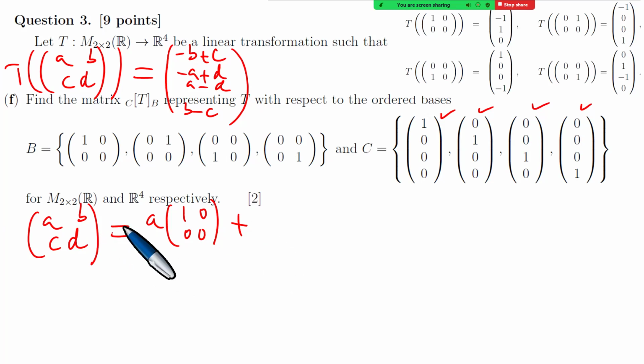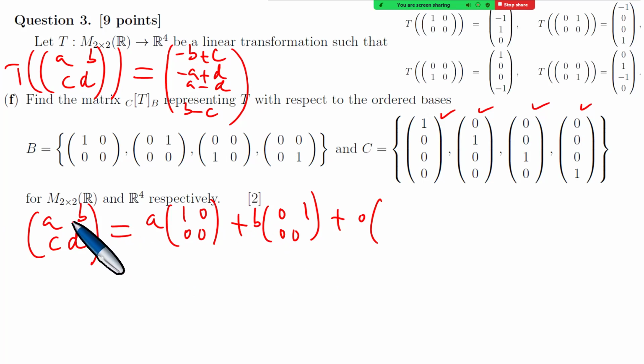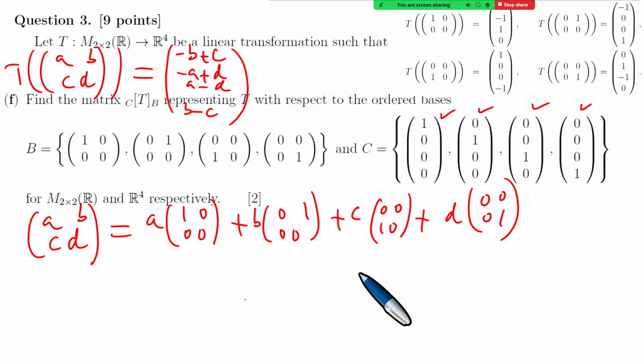Right, you can write it like this, and then you can write it as 0, 1, 0, 0, and then 0 for the B. Okay, so the B is here. The C is here, which is 0, 0, 1, 0. Right, 0, 0, 0, 1. Okay, suppose you have this. Good. Now, we can write this like that.